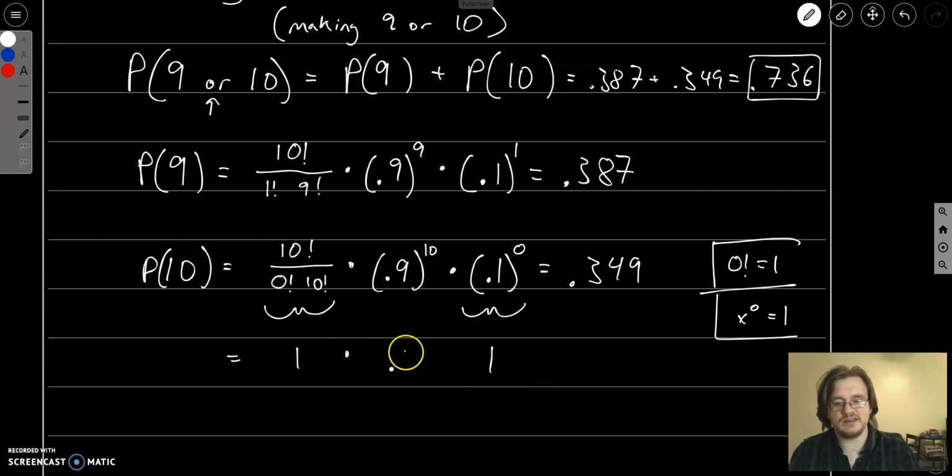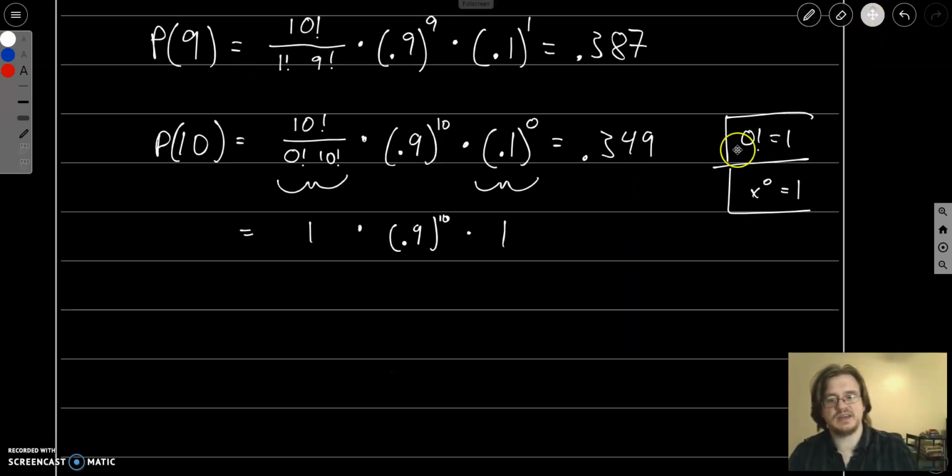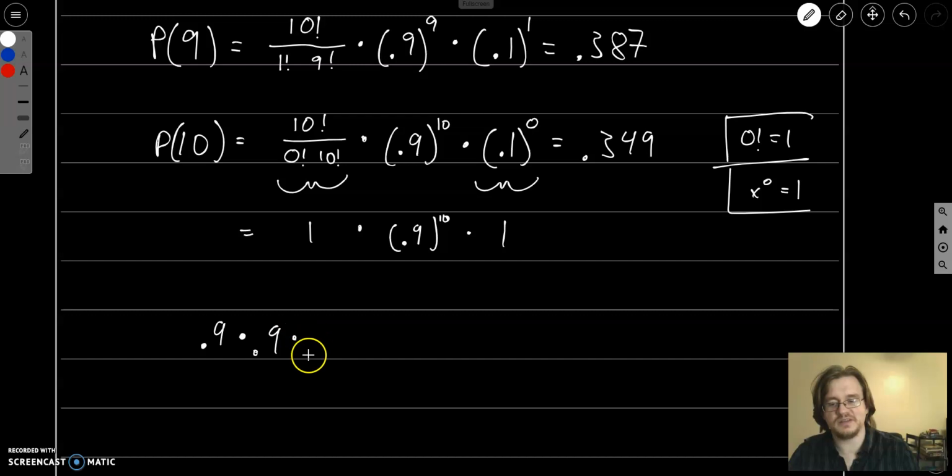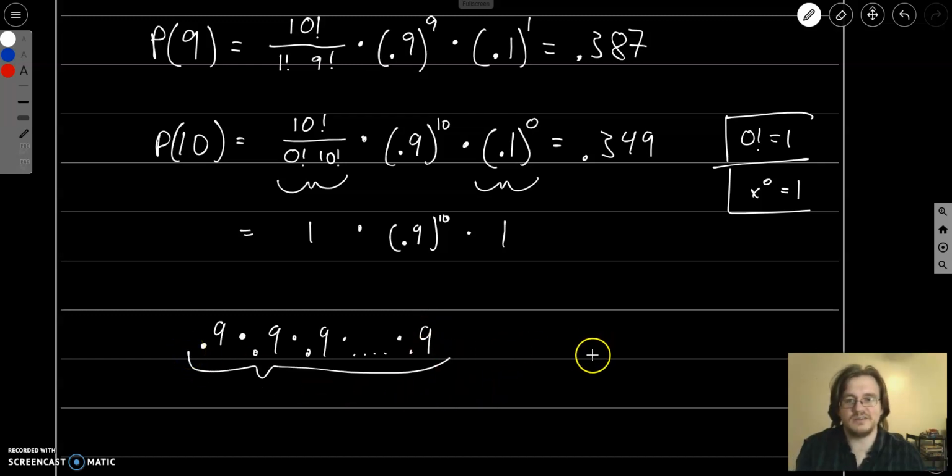So the only thing that matters is we've just got 0.9 to the 10th power. And this makes sense because if we want to see the probability of making 10 free throws in a row, the first free throw will be made at a 0.9 probability. The second free throw will be made at 0.9 probability. The third free throw at 0.9, all the way out to the last one. And with the multiplication rule of probability, since we're doing each one of these consecutively, we just multiply them all together, and we get 0.9 to the 10th power.